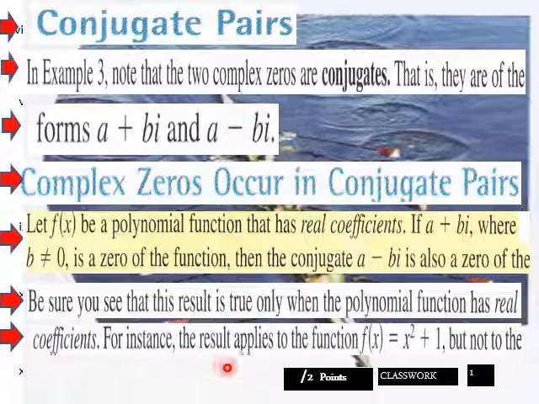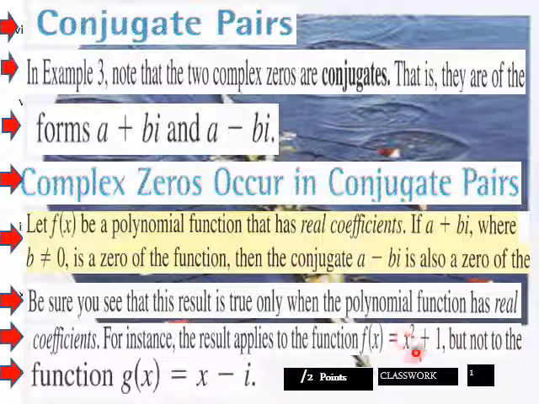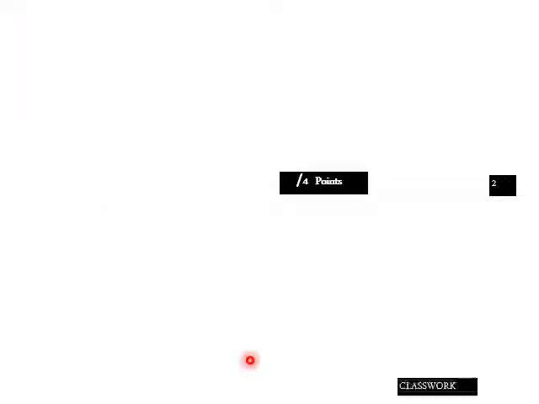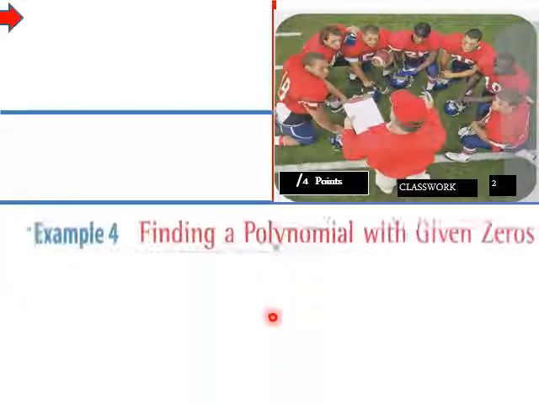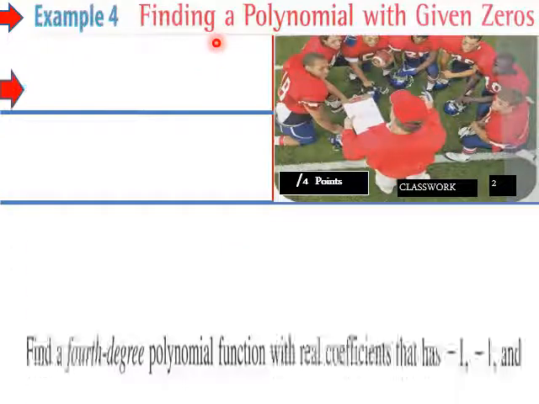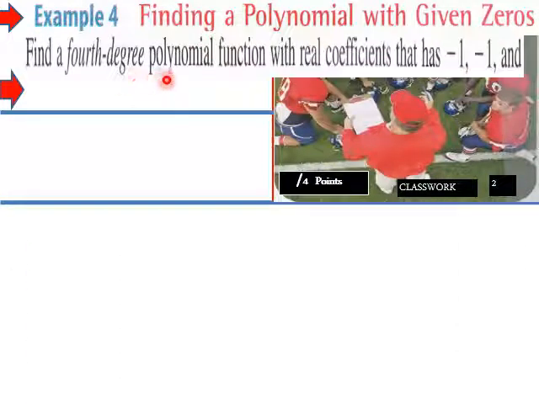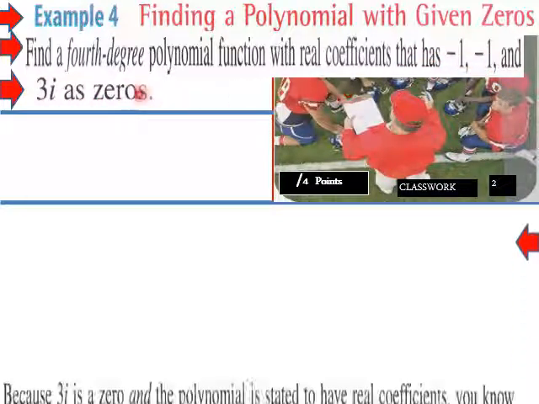For instance, the result applies to the function f of x equals x squared plus 1, but not to the function g of x equals x minus i. It would not work here using conjugates to find your zeros. In this case, it would work. So if we get into an example of doing that, finding a polynomial with given zeros, find a fourth degree polynomial function with real coefficients that has -1 and -1 and 3i as zeros. So it gives you these as your zeros.